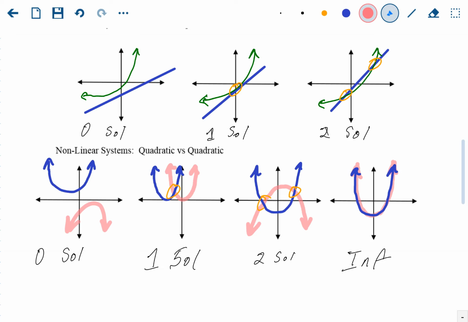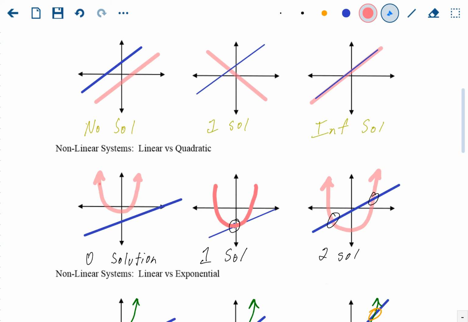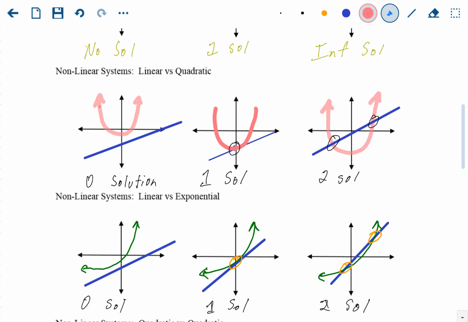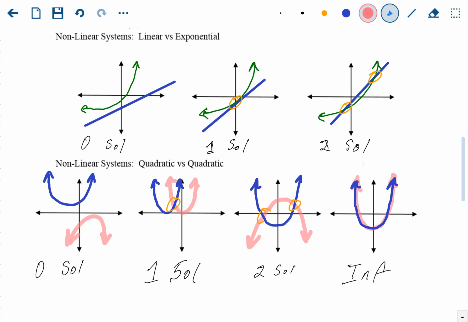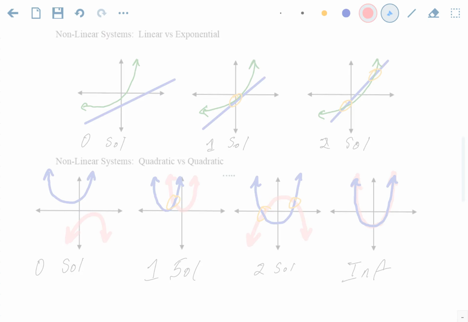All right, so that's the graphical representation of it. We already did linear systems months ago. We're going to deal with the linear versus quadratic and quadratic versus quadratic. So we're going to do a couple of different methods, just like we had with linear. We had substitution, we had elimination, and we had graphing. We're going to go through the same process with the nonlinear systems as well.